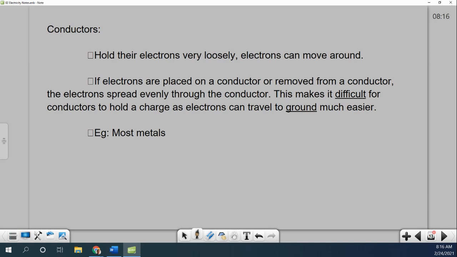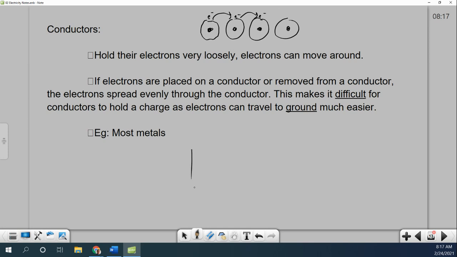On the flip side, we've got conductors. Now, these are materials that hold their electrons very loosely. Electrons can move around. So here's a nucleus, here's a nucleus, here's a nucleus, here's a nucleus. I've got an electron, and it can jump back and forth between different atoms that are close by. Those electrons are held pretty loosely. They can fly all over the place.